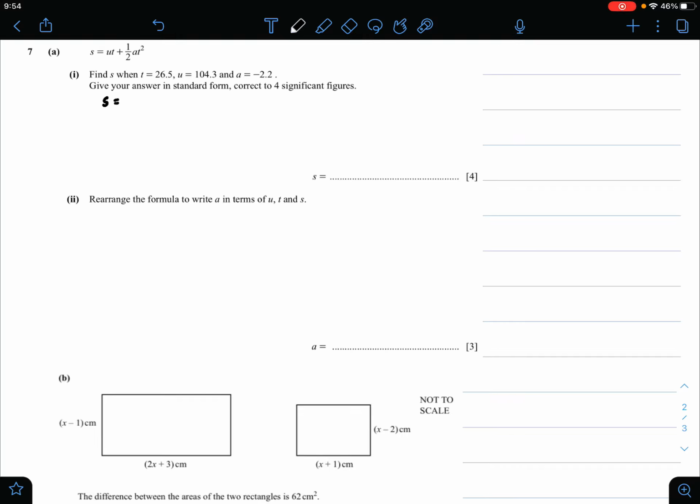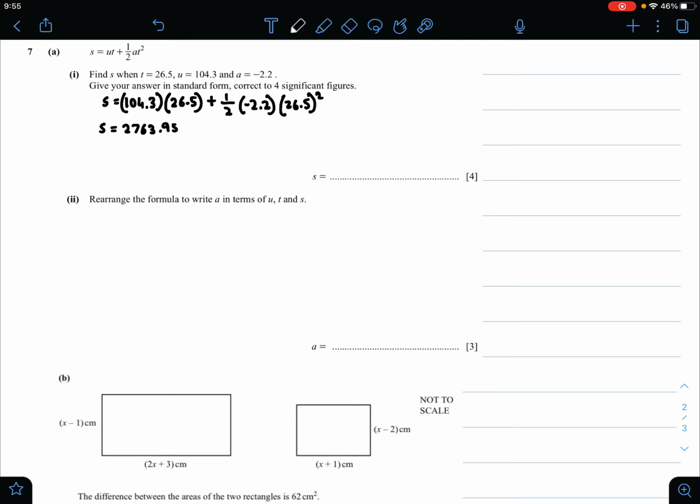So S is equal to, they've given us u as 104.3 multiplied by t, and t they've given us as 26.5, plus half multiplied by a t square. They've given us a as negative 2.2 multiplied by t square, and t is 26.5, so 26.5 square. Now all we need to do is work this out in the calculator.